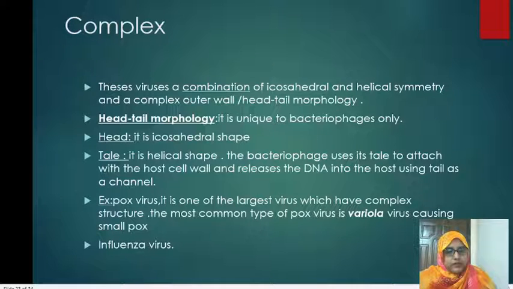An example is the pox virus. It is one of the largest viruses, which has a complex structure. The most common type of pox virus is the variola virus, causing a disease called smallpox. Small blisters are formed on the skin. Then influenza virus. These are basically complex viruses.